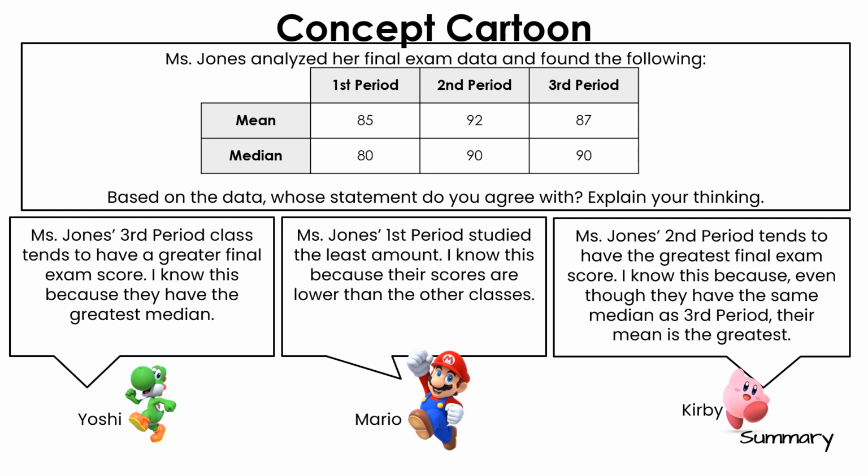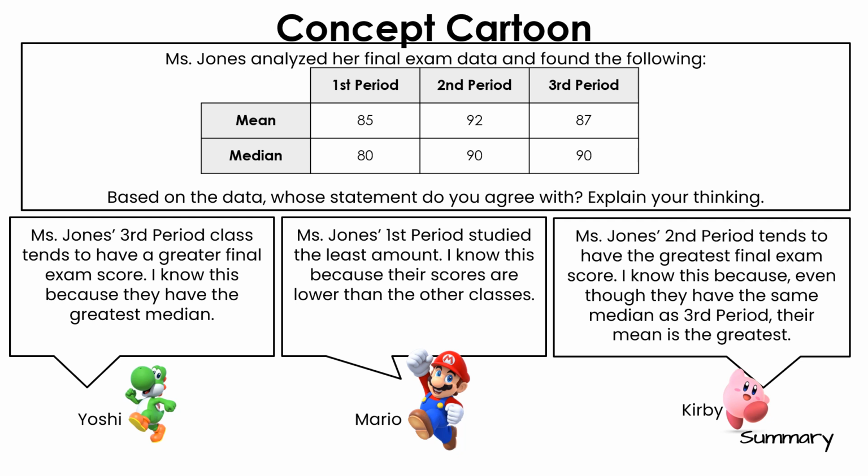And in summary, Ms. Jones analyzed her final exam data and found the following. The mean for first period was 85, second period was 92, third period was 87, and the median was 80 for first period, second period was 90, and third period was 90. Based on the data, whose statement do you agree with and explain your thinking.